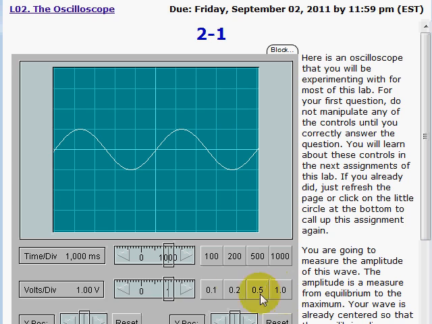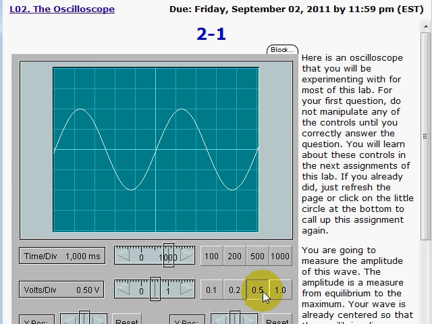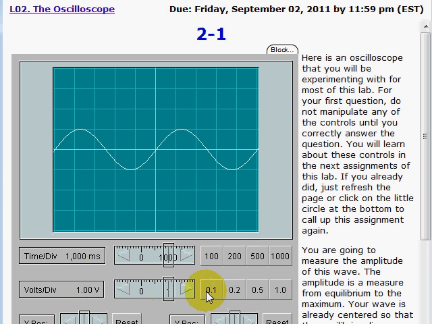Notice if I make each block 1 volt, I only have to go up 1 block, so it's not as tall. But if each block is worth a half, then I have to go up twice as much to get the same value. So here, 2 times a half gives 1, and here 1 times 1 gives 1.